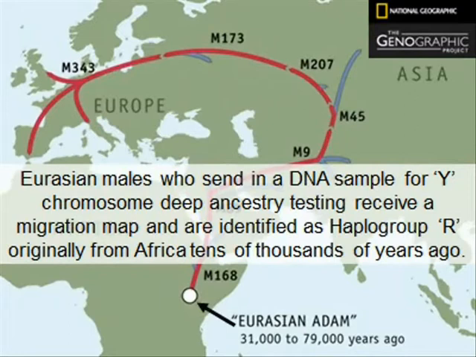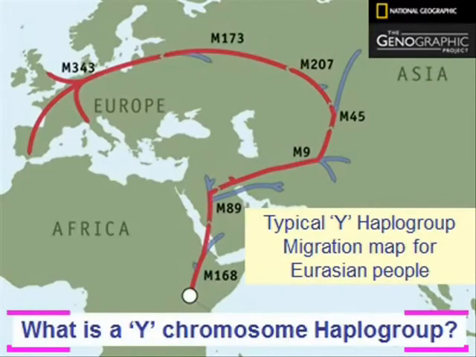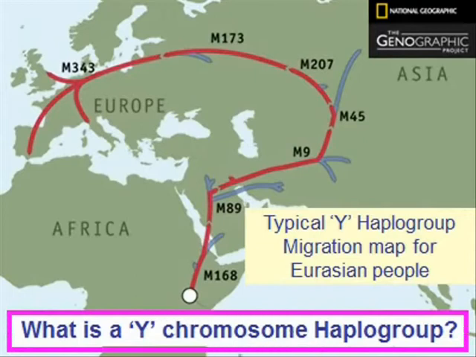Eurasian males who send in a DNA sample for Y chromosome deep ancestry testing receive a migration map and are identified as Haplogroup R, originally from Africa, tens of thousands of years ago. This is a typical Y haplogroup migration map for Eurasian people. But what is a Y chromosome haplogroup?